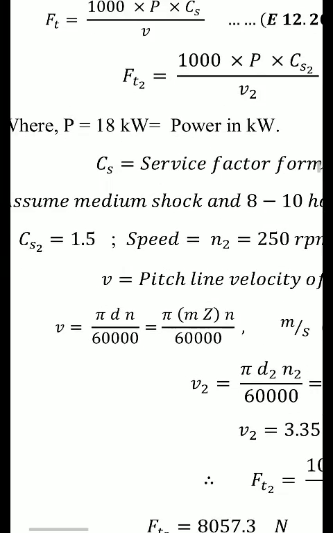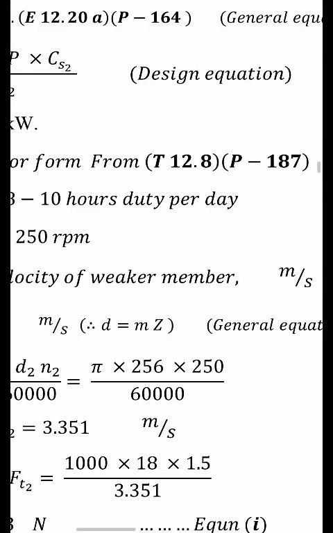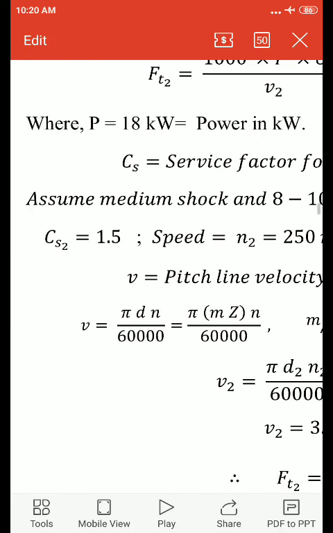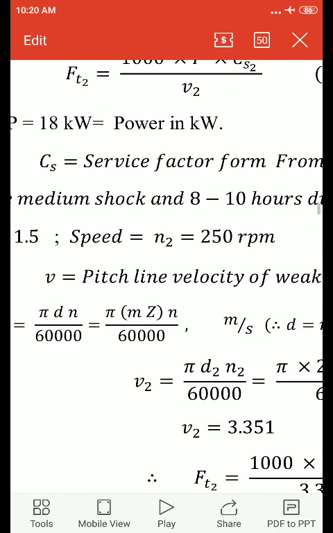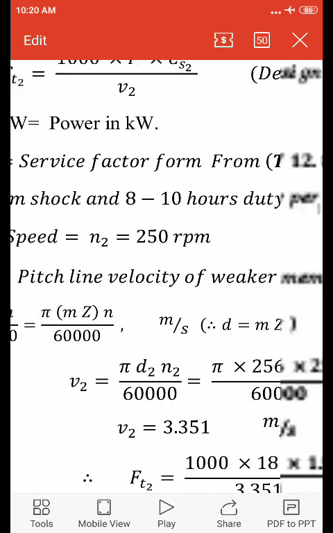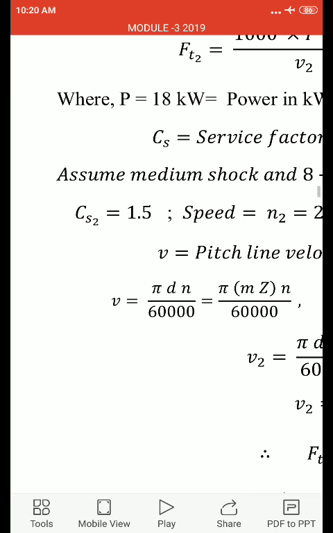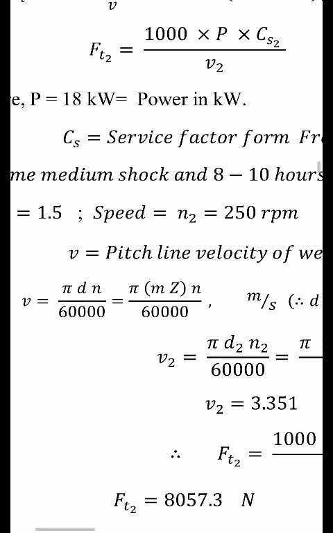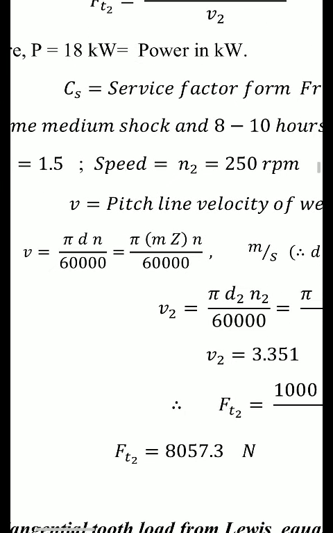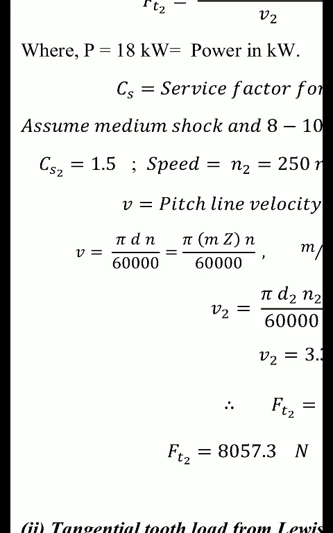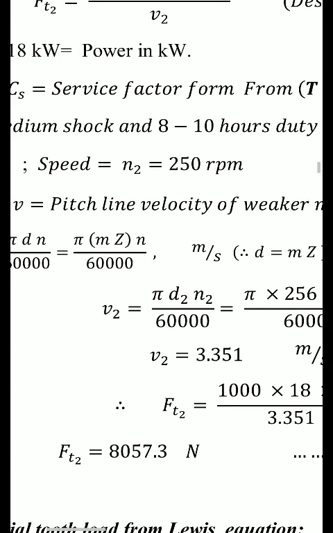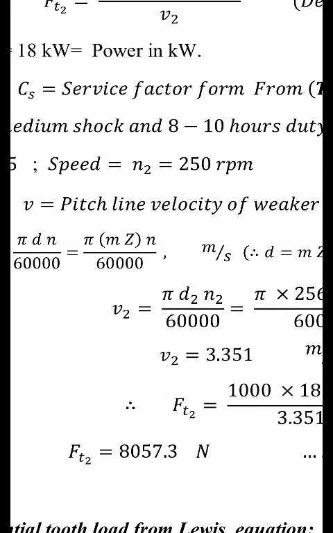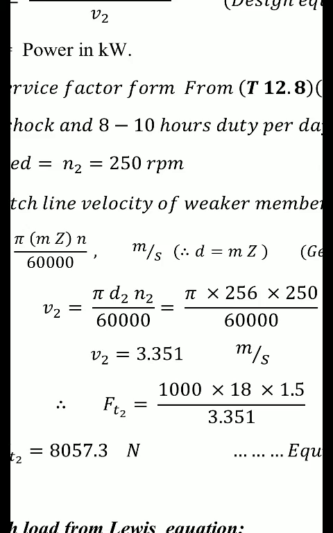Next, service factor, form factor, table number: go to table number 12.8, page number 187, get the same. Assume the medium shocks is 8 to 10 hours per day. So that service factor is 1.5, this is almost common, 1.5 service factor. N2 is 250. Find out the velocity first. V is equal to pi D N by 60,000. So that D is equal to m into z.